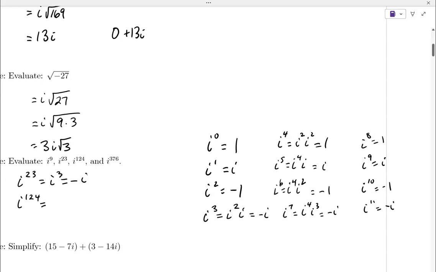When I take 124 and divide it by 4, what's your remainder? Again, if you need to use a calculator, that's fine, but what do you get when you divide 124 by 4? 31. Is there any remainder? Is there anything past the decimal point? No. So this is the same thing as i to the 0, which is 1. Good.